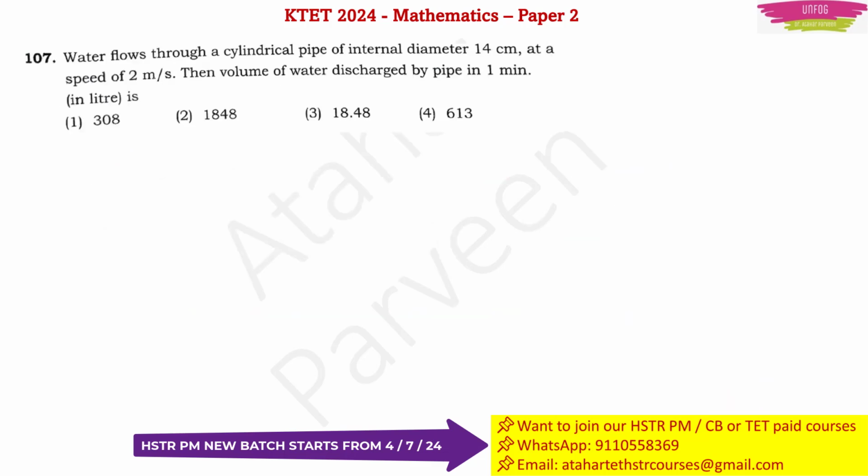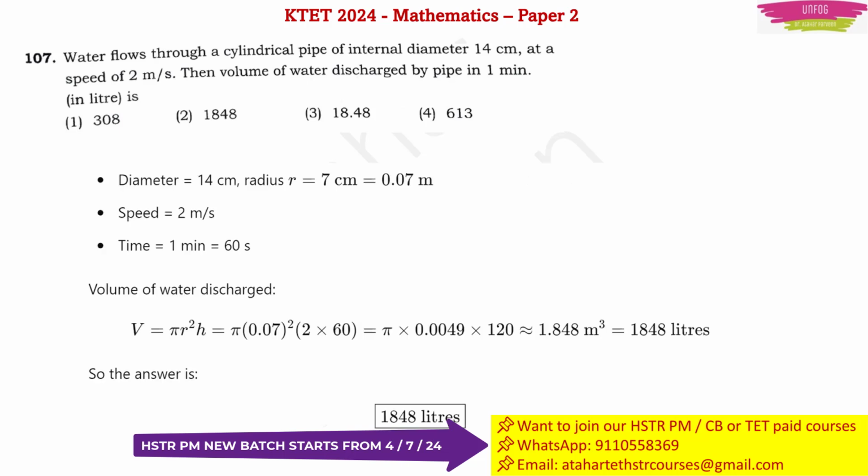Next question. Water flows through a cylindrical pipe of internal diameter 14 centimeters at a speed of 2 meters per second. Then the volume of water discharged by the pipe in 1 minute is, you have to give the answer in liters. So here, first thing is that diameter they have given, calculate the radius by dividing by 2, and they are giving the question in centimeters, so convert it to meters. It will be 0.07 meter.